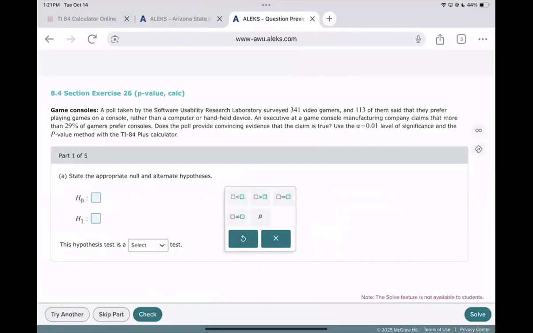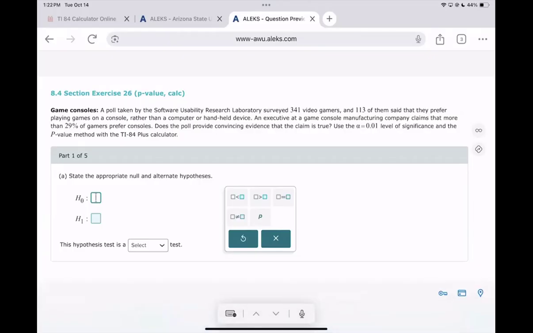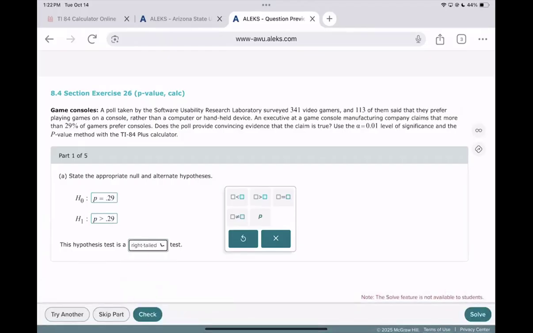All right. A poll taken by Software Usability surveyed 341 video gamers, and 113 of them said they prefer playing games on console rather than on computer or handheld device. An executive at the game console manufacturing company claims that more than 29% of gamers prefer consoles. So P equals 0.29 is the null hypothesis, and they're claiming it should be higher. They're claiming more than 29% of gamers like consoles. So that's going to be a right-tailed test. Okay, cool. Let's check that.